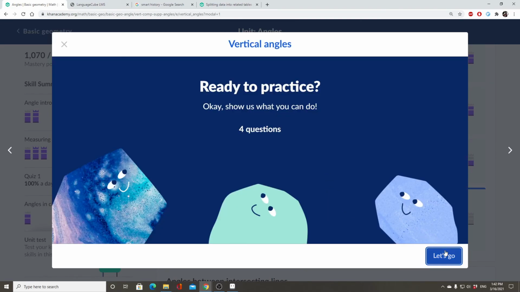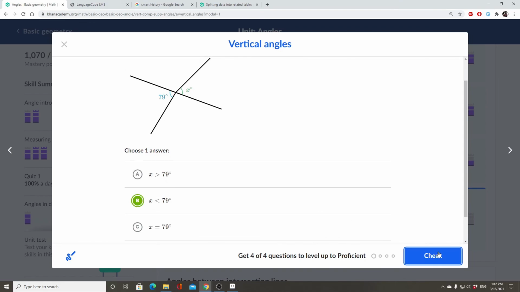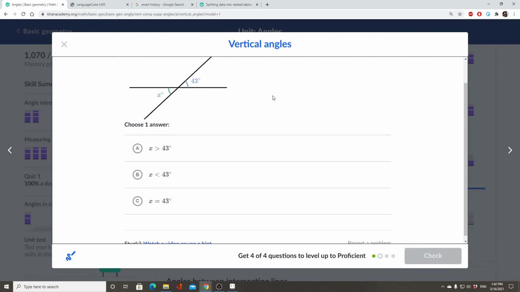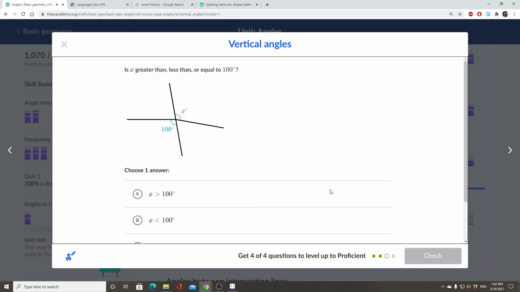Okay. Let's just do this again really quickly. Yeah, I'm going to say no. I'm going to say that x is less than 70. No, maybe this is the exact same one I just did. Is x greater or less than, looks? Ooh, I'm going to say equal. Yeah, okay.